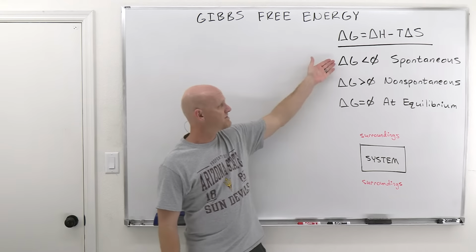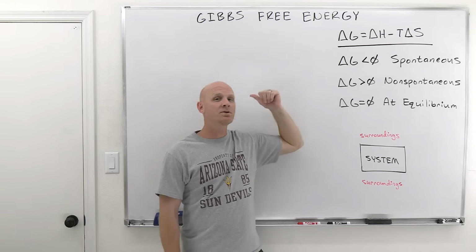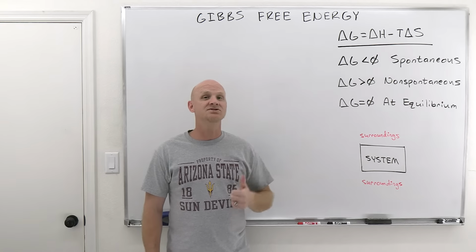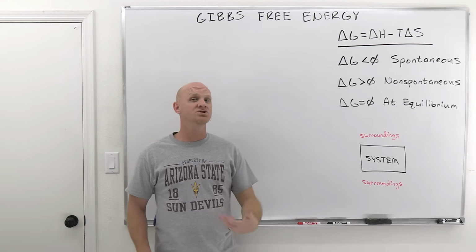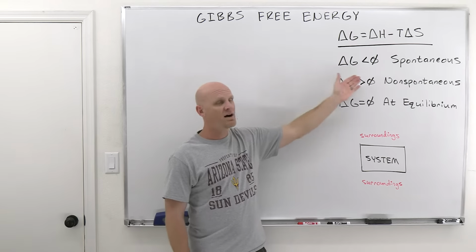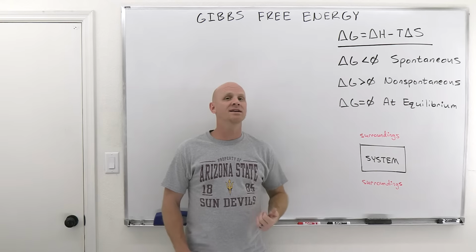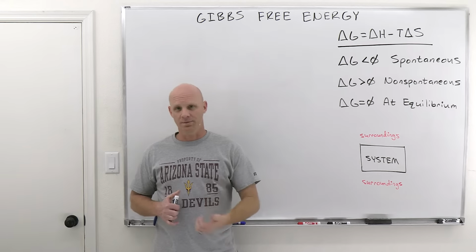And so the big thing here is that when delta G is a negative number, that is the kind of reaction that is spontaneous, one that actually occurs. The system is using up some of its free energy to do work. But when delta G is positive, that's a non-spontaneous reaction. And then finally, when delta G equals 0, that is a system at equilibrium.